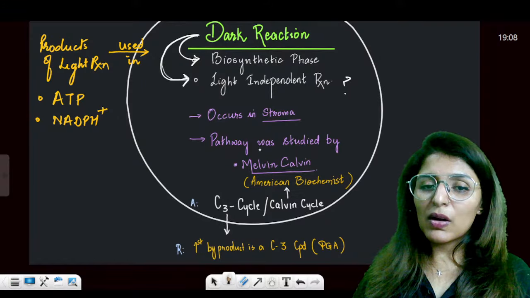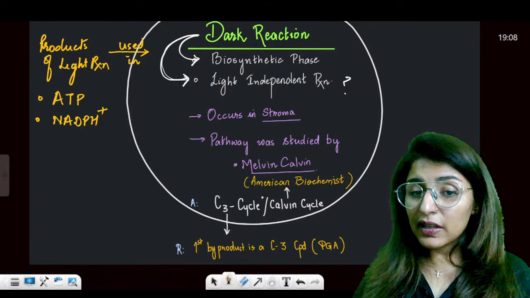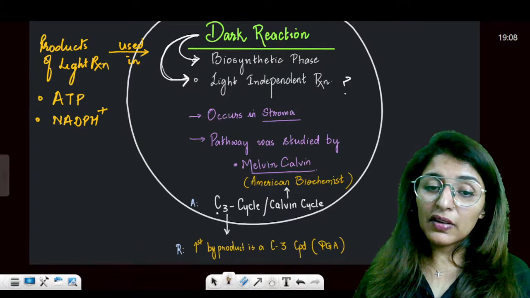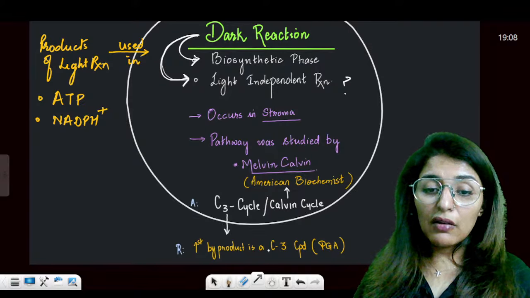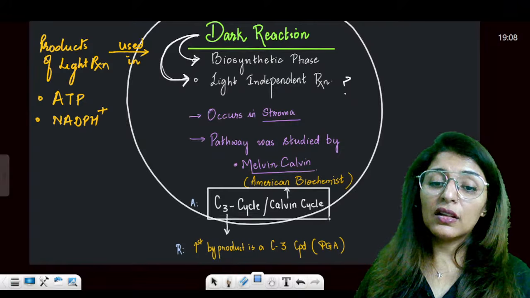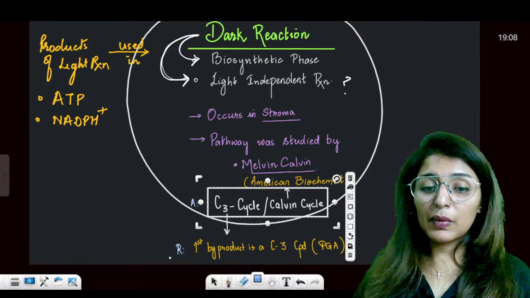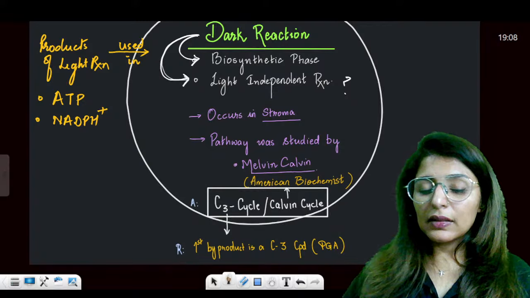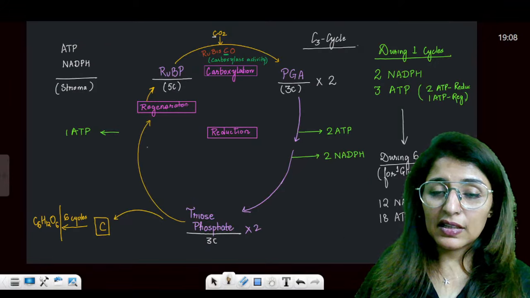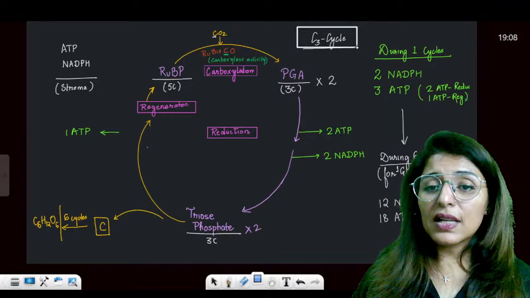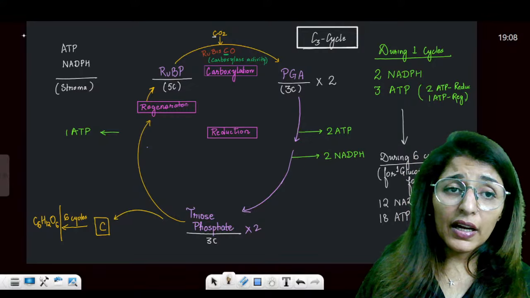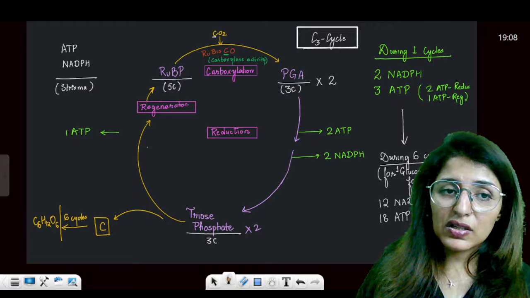It occurs in the stroma, and the pathway was studied by Melvin Calvin, an American biochemist. And we also call this pathway the C3 cycle. Why? Because the first molecule formed during the cycle would be a 3-carbon compound. Is that clear? Okay, coming on to the C3 cycle. So now this cycle is going to occur in the stroma. See here. So ATP from the thylakoid has reached the stroma.